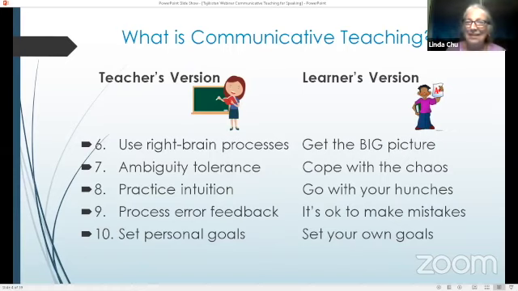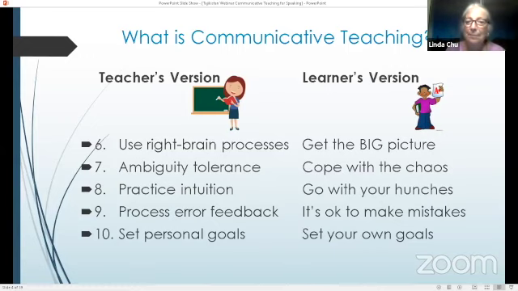Using right brain processes, looking at the big picture of things, as I said, not focusing so much on the detail at the moment. We're going to look at the big picture. Ambiguity tolerance, coping with chaos. So every language has its rules, its nuances, and you need to get used to being okay with the verb coming at the end, for example, which may be very different from your own language. Practicing intuition, going with your hunches. As you all know, with language learning, you're going with your best guess sometimes. You may not be 100% sure, but you're going to try it and go for it.